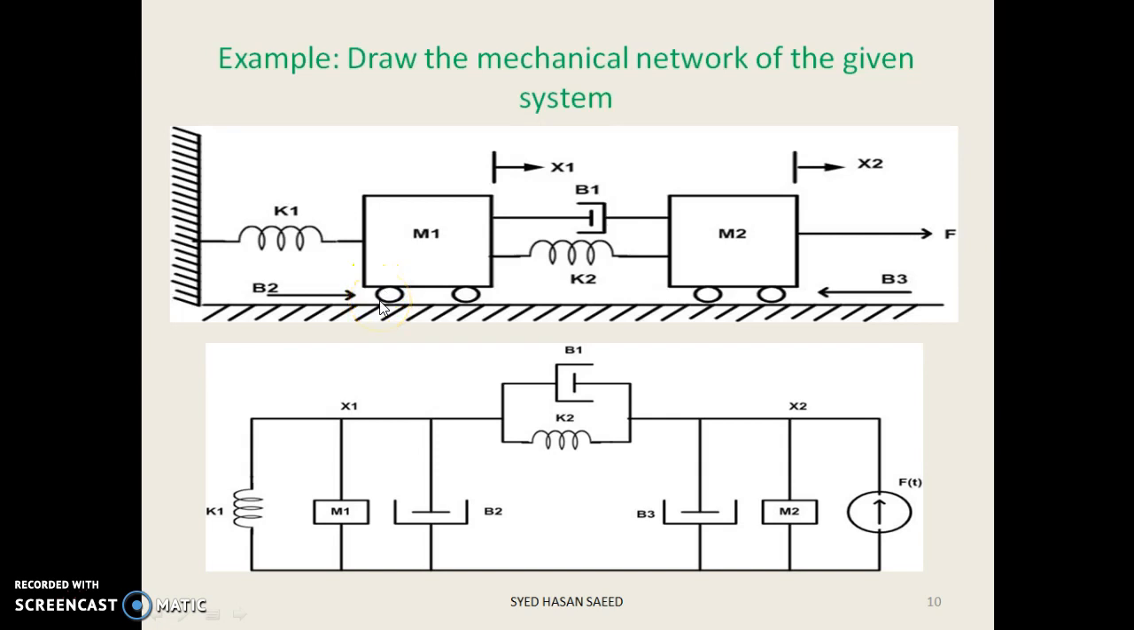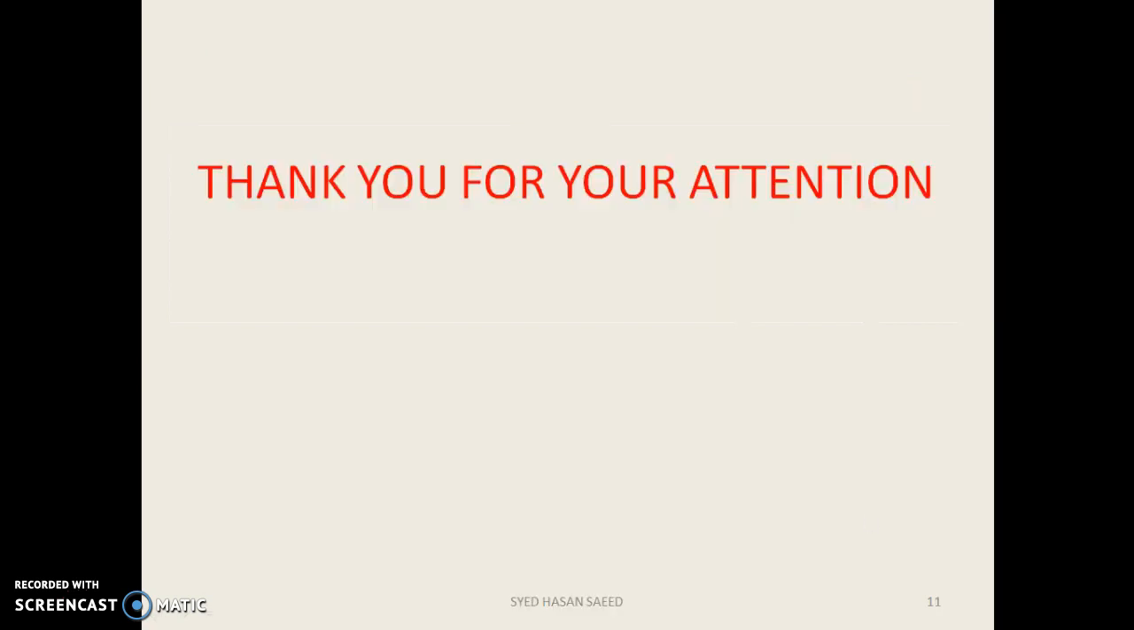B2 is the friction force, which we connect at one end, and the other end to the reference. Similarly, we connect here and we draw the force. This is the mechanical equivalent network.